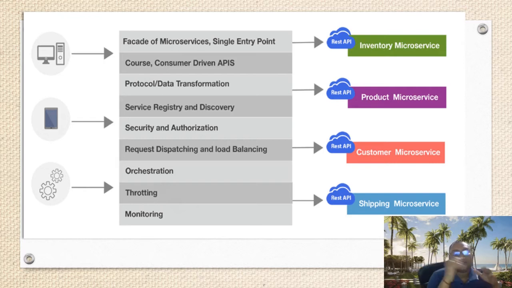Number two, how to avoid chatty communication between client and microservices. Number three, how to satisfy the needs of heterogeneous clients. Number four, how to route requests to backend microservices. Next, how to discover working microservice instances. And how to discover when a microservice instance is not running.